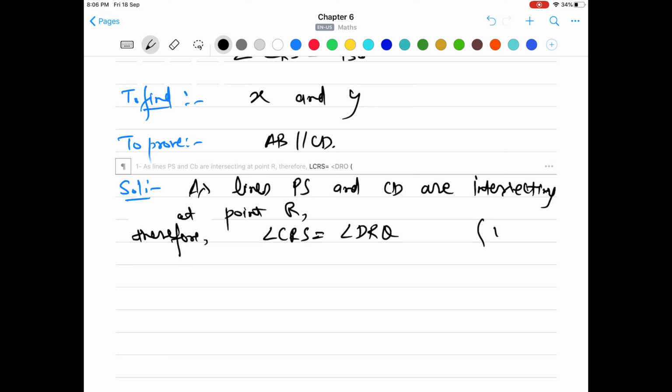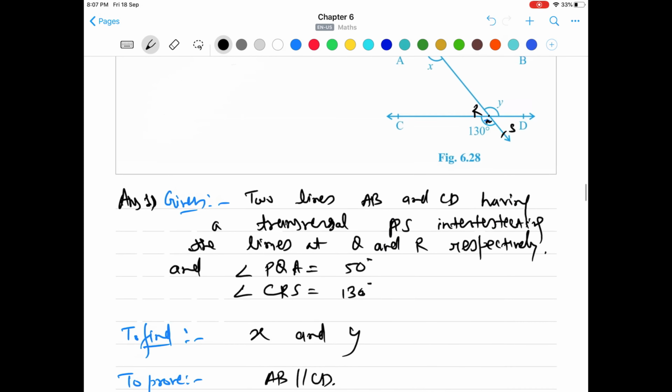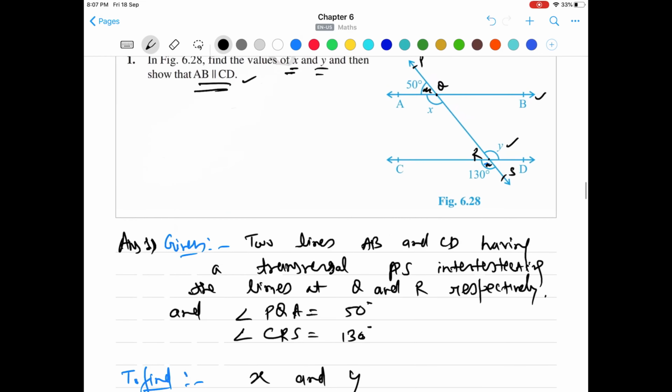Why are they equal? Because they are vertically opposite angles. Okay, CRS is given which is 130 degrees, so DRQ is equal to 130 degrees. That means, and DRQ is given as y, so the value of y is 130 degrees. Okay, so we got the value of this y. Now we have to find the value of x.